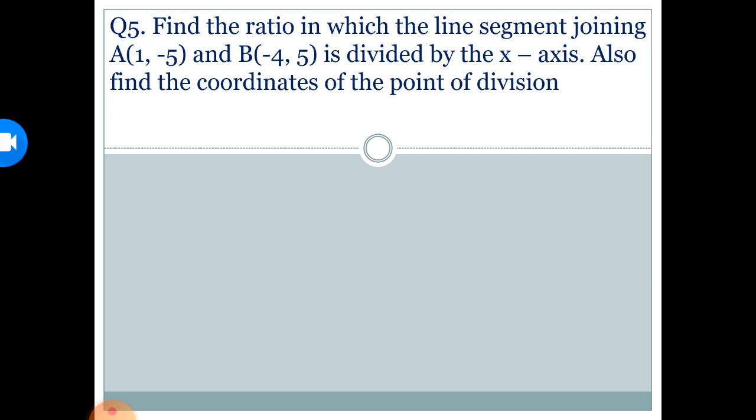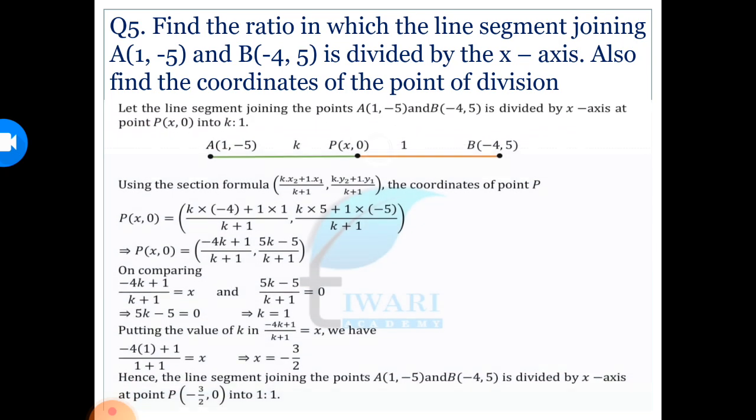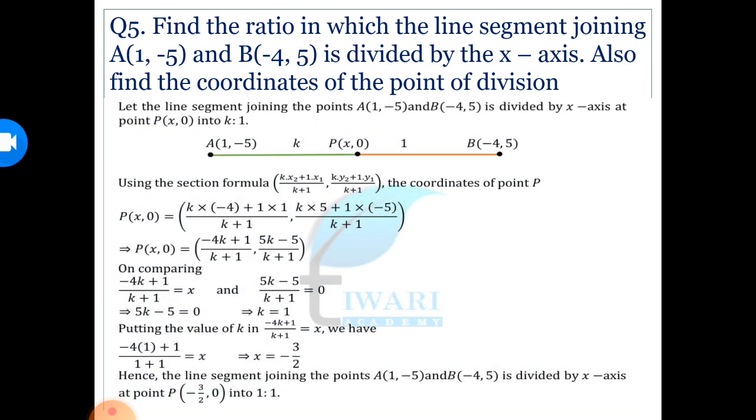Now next one. Find the ratio in which the line segment joining A 1, -5 and B -4, 5 is divided by the x-axis. Also find the coordinates of the point of division. It is just like the previous question, children. We have to find out the point on the x-axis. We have already learned any point on the x-axis is of the form x, 0.